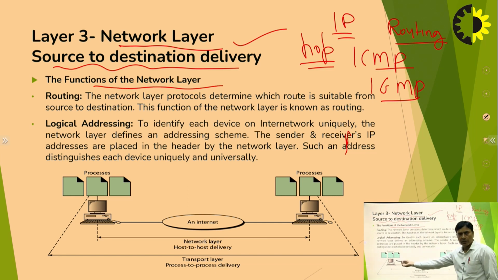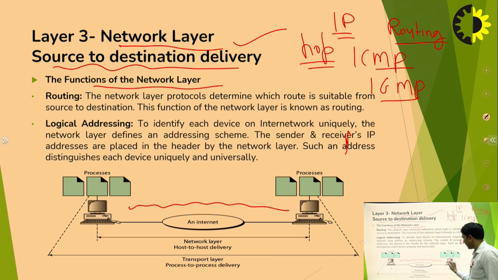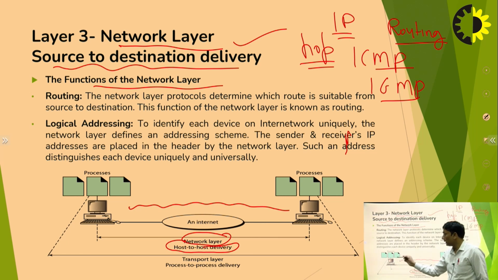From this diagram it is very clear. Here we can see this is the internet, with a number of nodes interconnected between the source and destination. So the network layer plays a very important role to ensure host to host delivery of the packet. Host to host means source to destination delivery of the packet. Let us see the functions. The major function is routing. What is the meaning of routing?